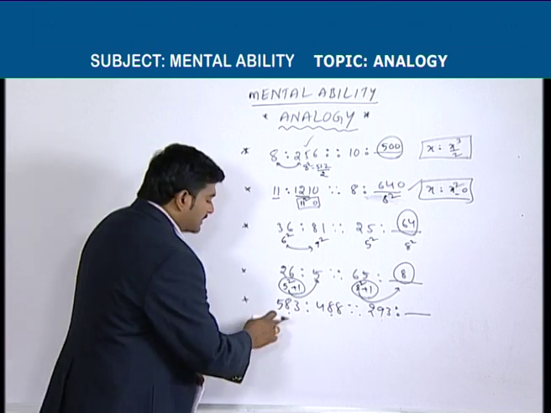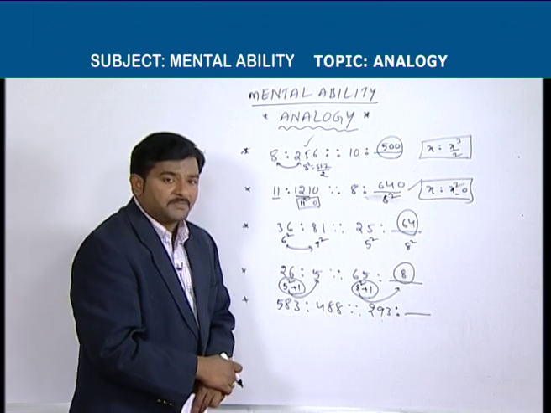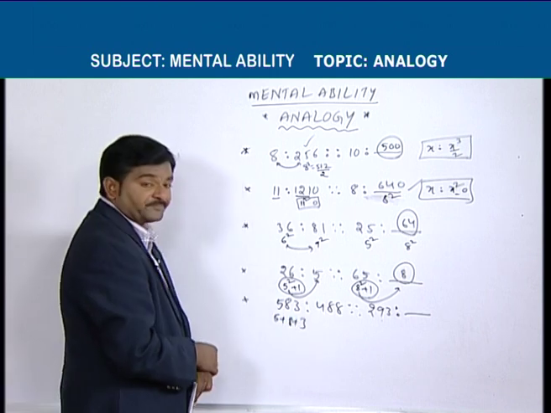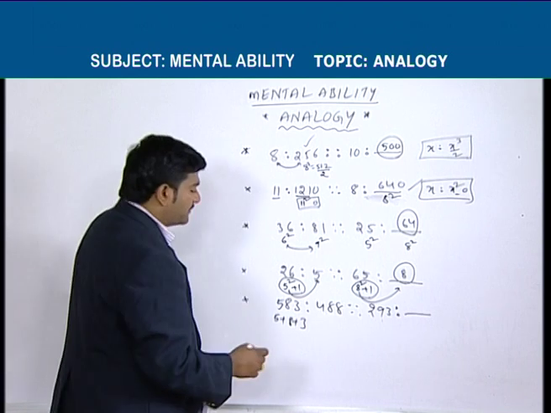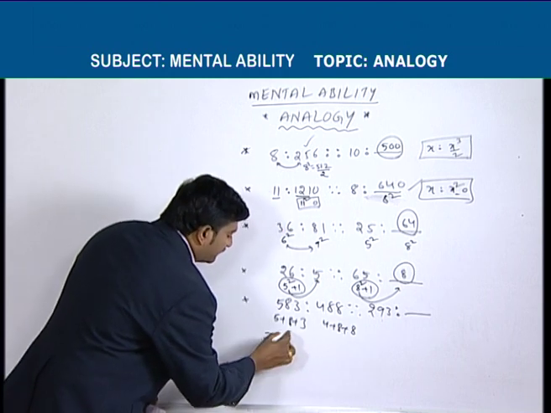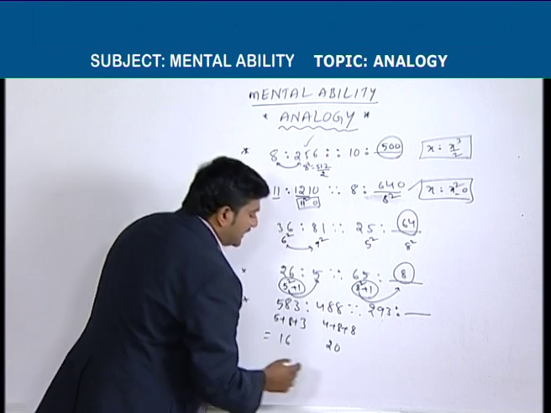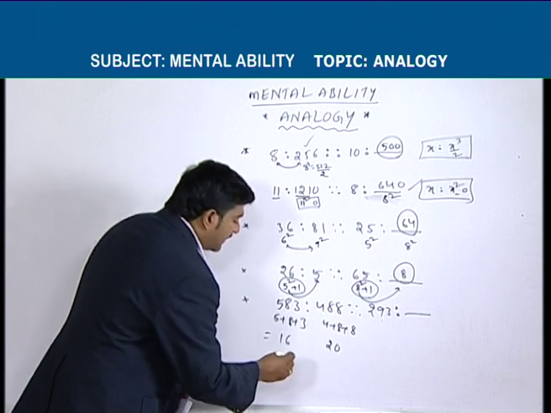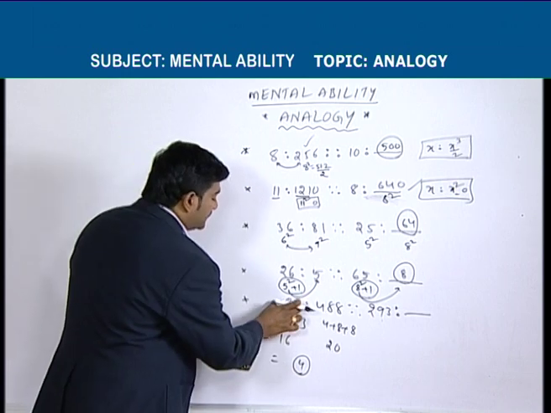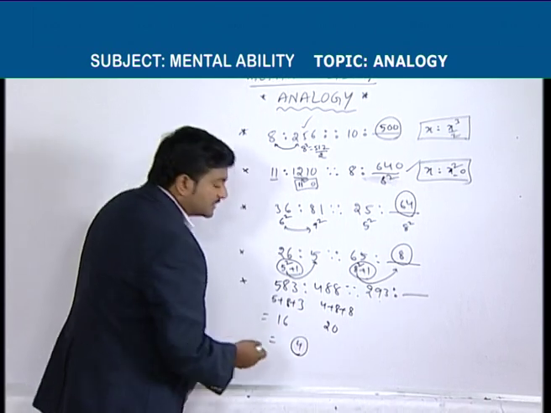Let's find out the sum of the digits in the given number. What does it mean? Here 5 plus 8 plus 3. Similarly, 4 plus 8 plus 8. Now find this value. 5 plus 8 plus 3, what am I getting? 16. Similarly, 4 plus 8 plus 8, what am I getting? 20. What is the difference between these two numbers? The difference is equal to 4. The gap between these two numbers is 4.